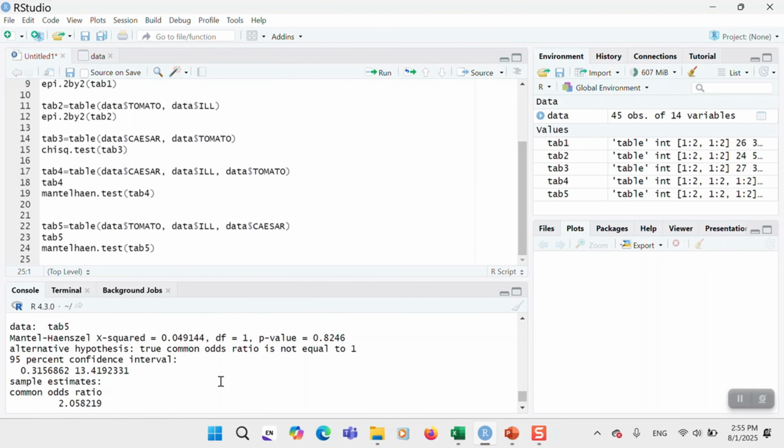So as you can see here, the odds ratio is 2.05, but how about the p-value? The p-value is not significant, right? So the association between tomato and illness disappears after controlling for Caesar salad as our confounder, okay? So tomato was just along for the ride and not the real culprit of causing the illness.